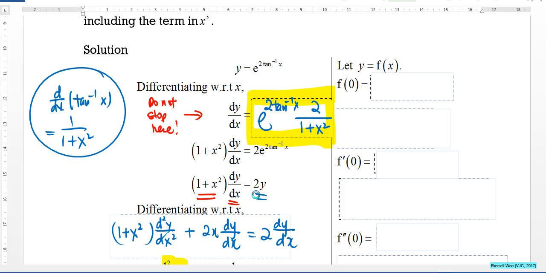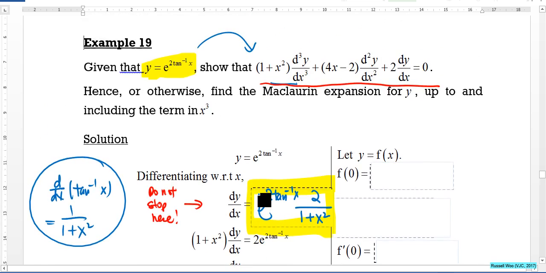Now, after you have shown that, okay, now we have shown, thank you. Hence or otherwise, find the Maclaurin's expansion for y up to and including the term in x cubed. So we have to find f(0), f prime 0, f double prime 0, f triple prime 0. How? Very simple, right? Just substitute.